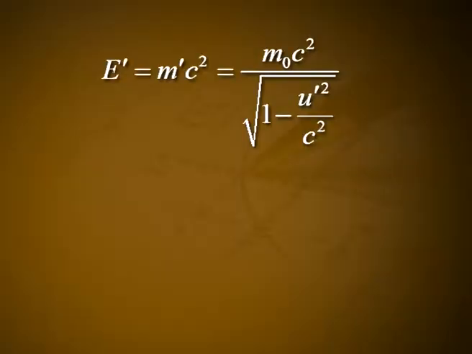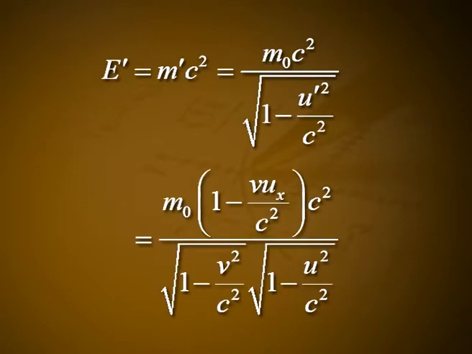E' is equal to m'c², which is equal to m₀c² divided by the square root of 1 − u'²/c², which is equal to m₀ into (1 − vux/c²) into c² all divided by √(1 − v²/c²) into √(1 − u²/c²), which is equal to γmc²(1 − vux/c²), which is equal to γ(E − vpx).